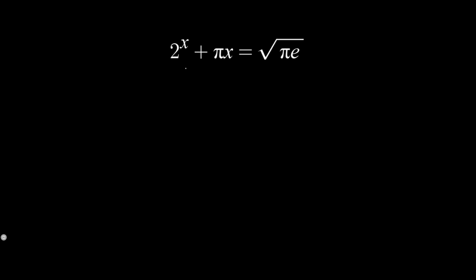So here we have 2 to the x plus pi x is equal to the square root of pi times e. And to solve this, we need to use a special function called the Lambert W function, which is usually written like this, W of c.